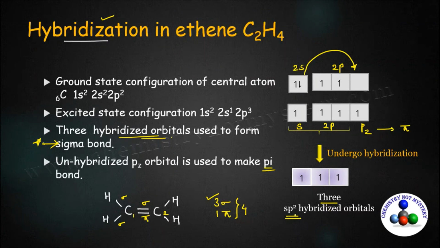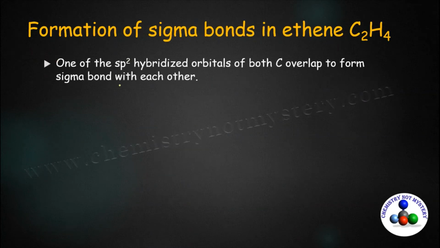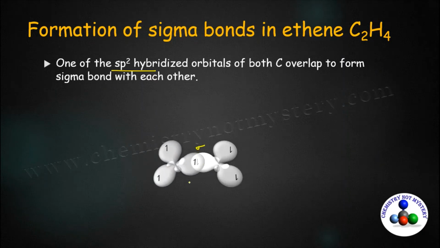Now these 3 sp2 hybridized orbitals arrange themselves in trigonal planar geometry to minimize the repulsion between them. This is carbon 1 and this is carbon 2. And these are the sp2 hybridized orbitals of each carbon arranged in trigonal planar geometry. So let's see how carbon-carbon sigma bond is formed. For the formation of sigma bond, one of the sp2 hybridized orbitals of each carbon overlap head-on and form sigma bond. So this sigma bond is formed by the overlapping of an sp2 hybridized orbital and an sp2 hybridized orbital of another carbon.